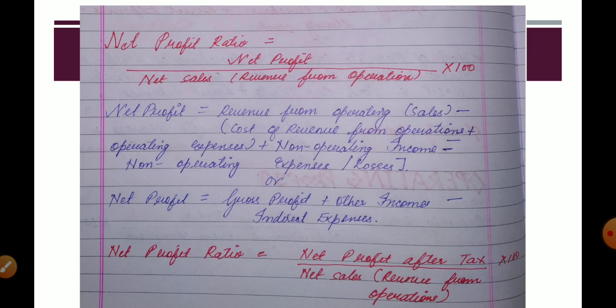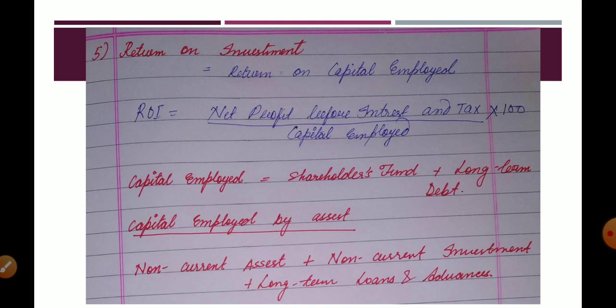So net profit is equal to gross profit plus other income less indirect expenses, as you calculated in 11th class. So net profit ratio is equal to net profit after tax divided by net sales, that is revenue from operation, into 100. Okay. Now, the return on investment, it is the last formula of this chapter, and this chapter ends here.